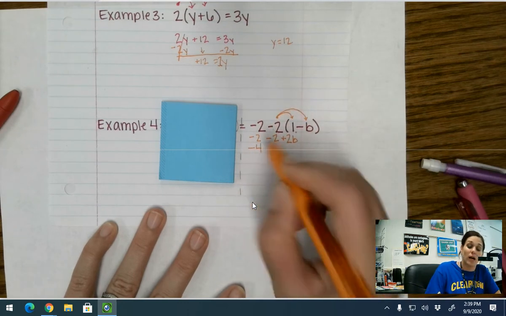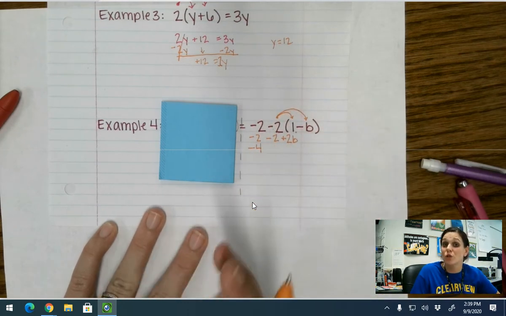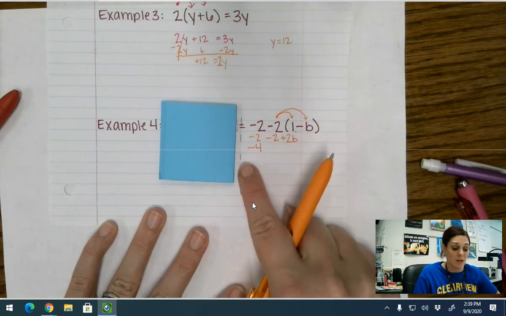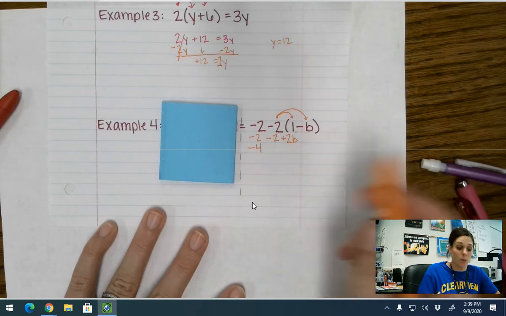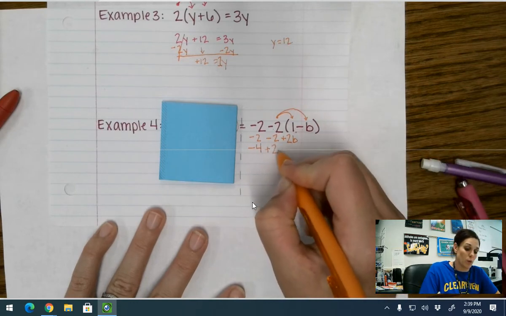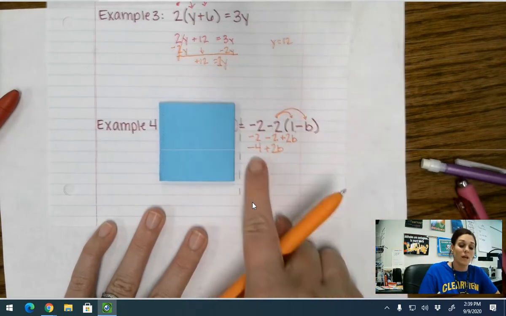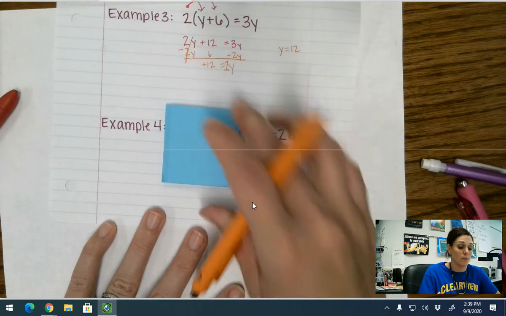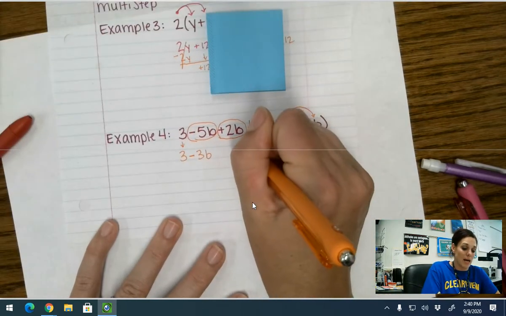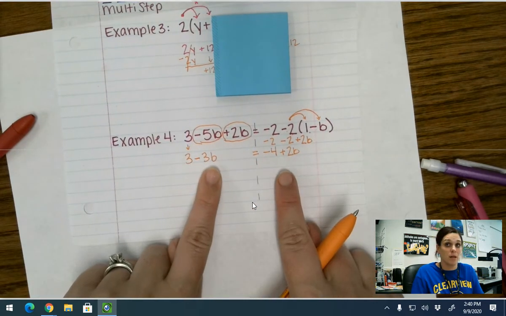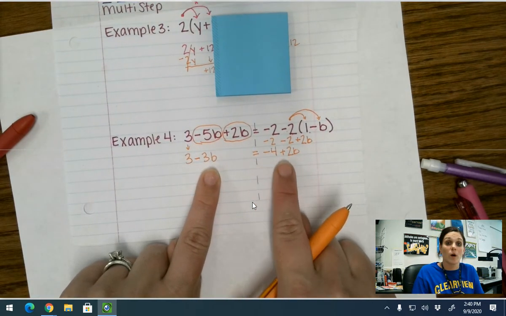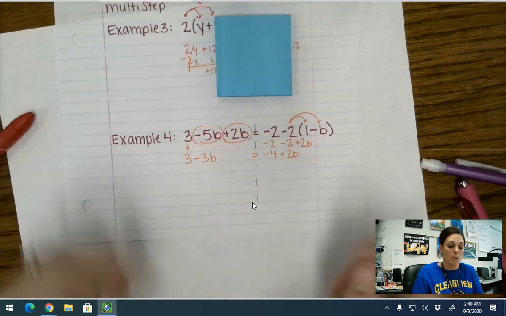Again, if you are not good with your integers and need to use your calculator, do so. Signs are the same. Keep the sign, add them together. And then this 2b doesn't get combined with anything else, so we're going to bring him right on down. There's nothing else to combine or distribute, so I'm done, and I now have my equation. I have 3 minus 3b equals -4 plus 2b. And now I'm going to solve.